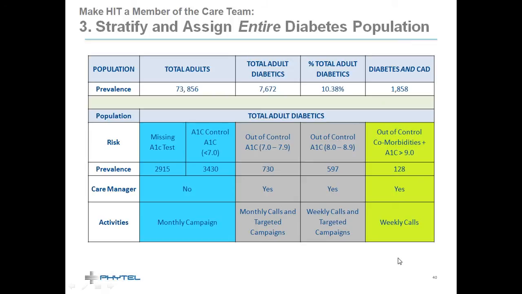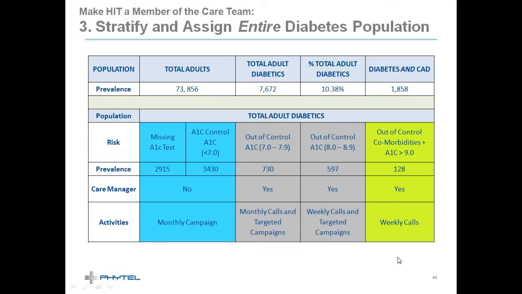Not everyone necessarily has to be seen by the doctor or the care manager, but all of them have to be touched, and that's kind of what we're showing here. Over on the far right, we have 128 people out of this whole population that have both diabetes and CAD and have an A1C greater than 9. Clearly, that combination of features would certainly warrant giving it to a case manager or a care manager that is dealing with the more complex cases within the organization.